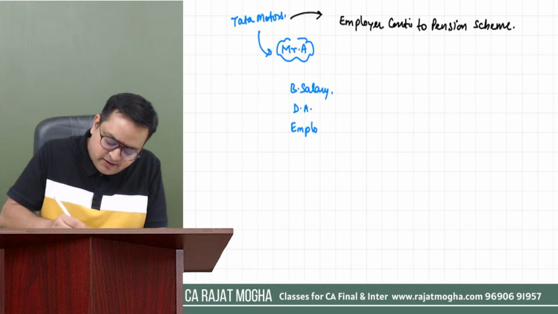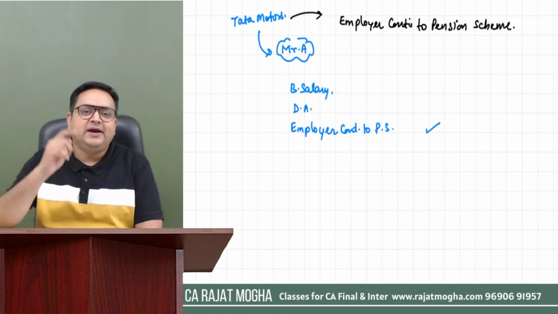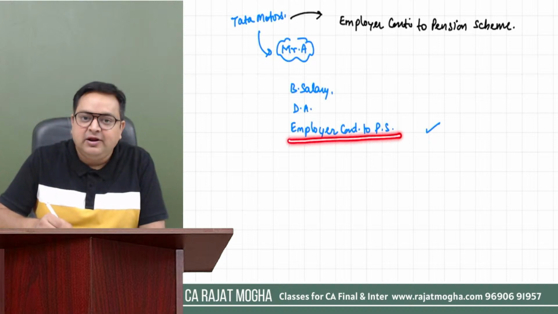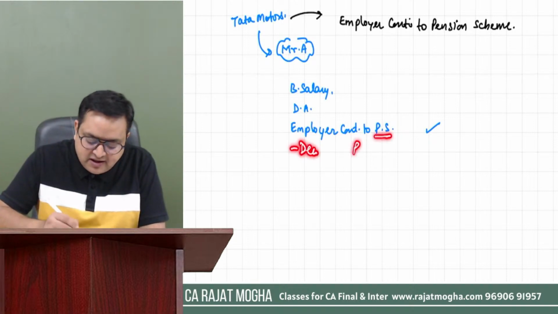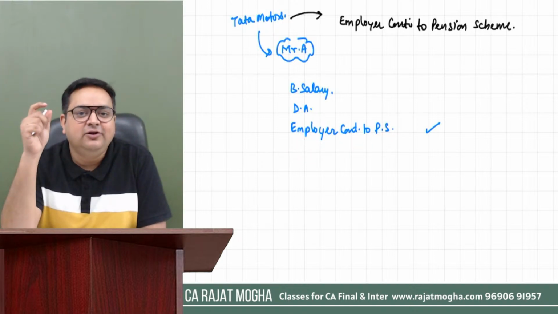Please write over here, employer contribution to pension scheme. Whatever the amount is contributed by the employer, please make it part of salary. And while computing this particular portion, do you have to give any deduction related to pension scheme? The answer is no. You don't give any deduction while calculating your salary.